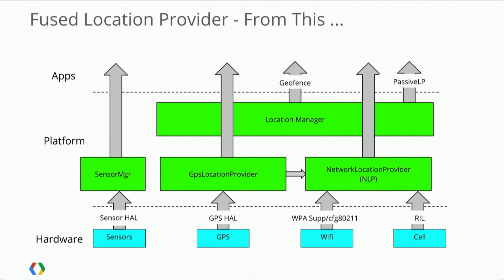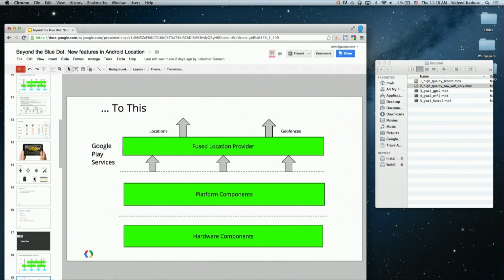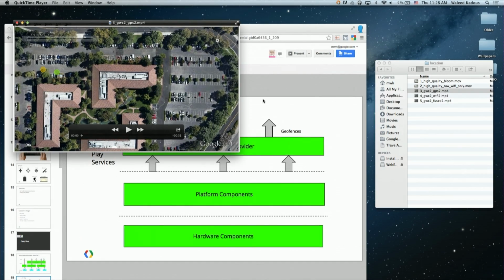So the first thing we want to talk about today is the fused location provider. We want to move from this, where the developer has to take care of the sensor manager, the GPS location provider, the network location provider, a location manager, to this, where the developer doesn't have to worry about individual platform and hardware components. So simplifying our APIs here was our main goal. But then you might say, hey, we are engineers. We really want to understand what's happening under the hood. To help you explain what's happening under the hood, we have a bunch of videos.